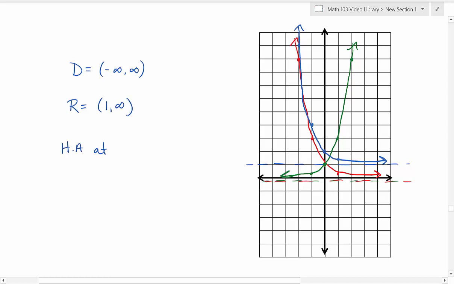Lastly, we want to state the equation of our horizontal asymptote. Remember that it shifted up 1, so now it's up here. So instead of being at y equals 0, it's now at y equals 1.